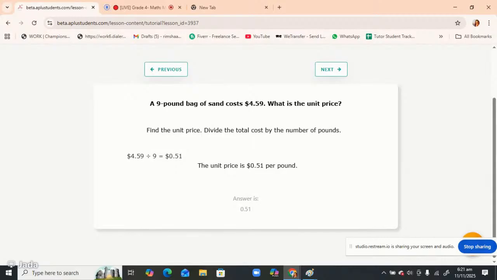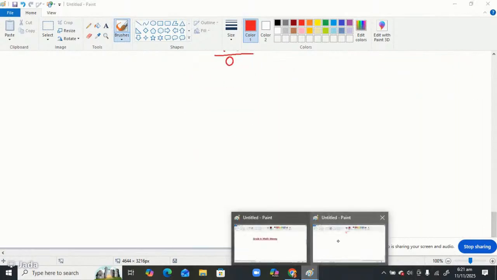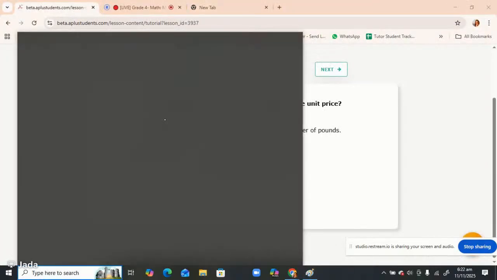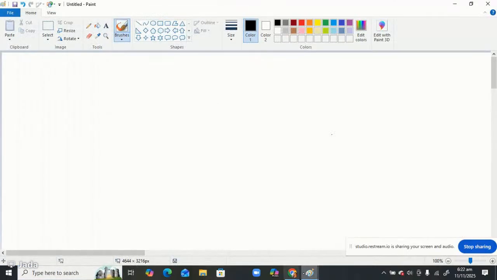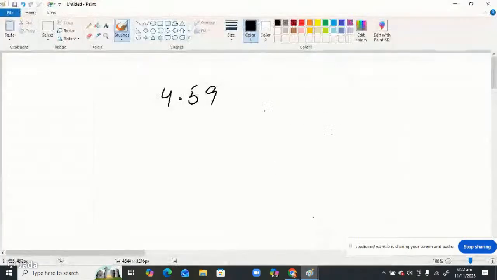So now a 9-pound bag of sand costs 4.59. So what is the unit price? So it's 4.59, we're going to divide it and then let's check. So it's 4.59 divided by 9. Okay. So we are going to put 4.59 here and 9 outside.